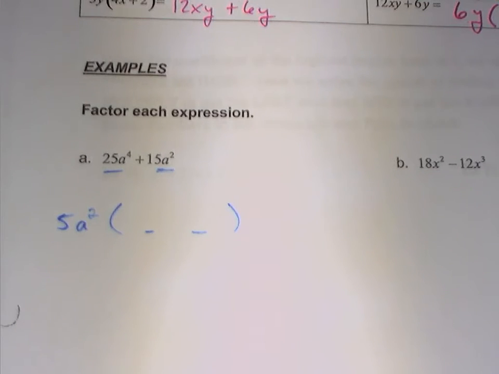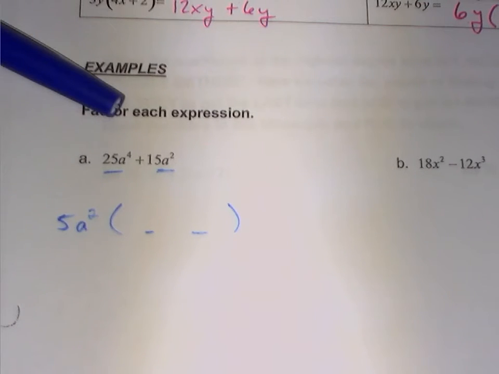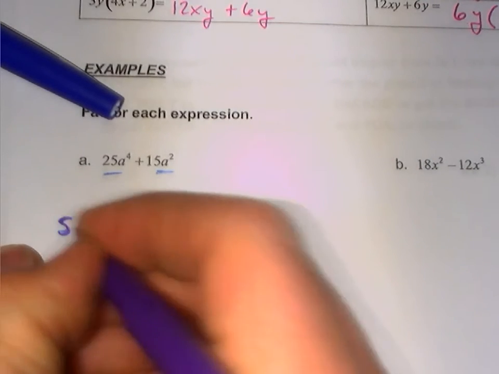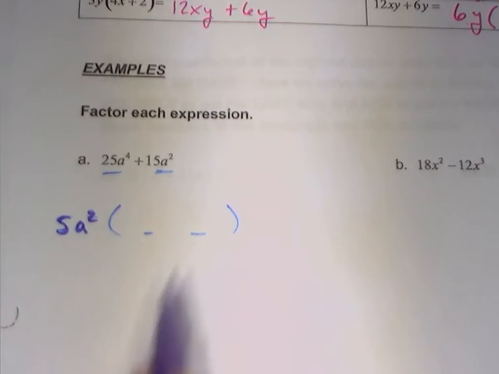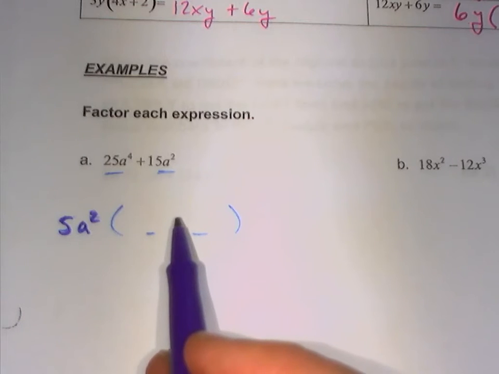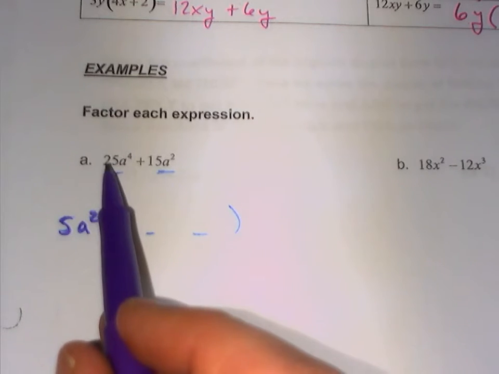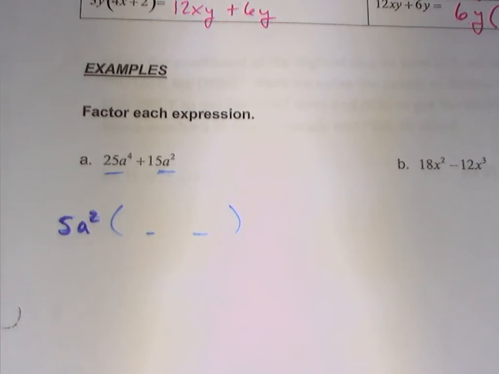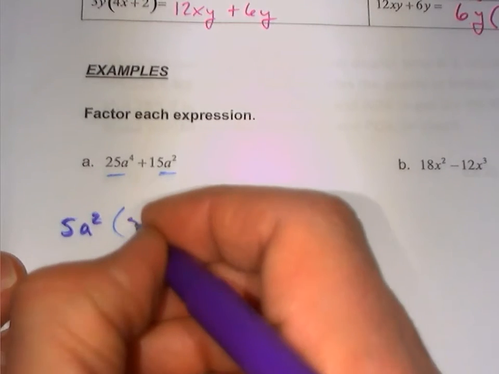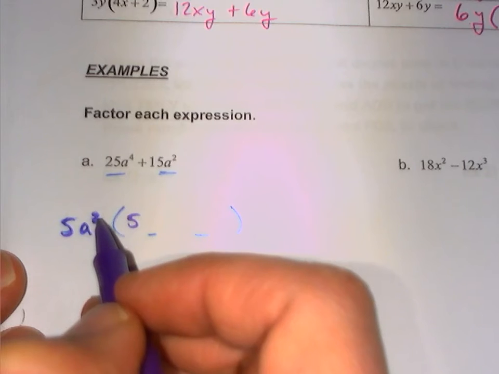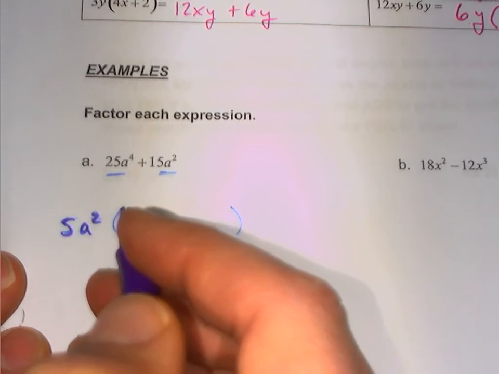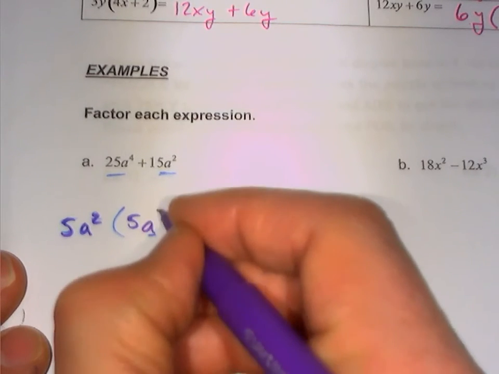And this marker is dying here. Let me use a purple. So I've got 5a squared. Perfect. Now I'm going to have 2 terms on the inside, right? What's 25 divided by 5? 5. And if I had a to the 4th and I took away 2 of those, I took away a squared, how many are left? 2 of them. I've got an a squared left.